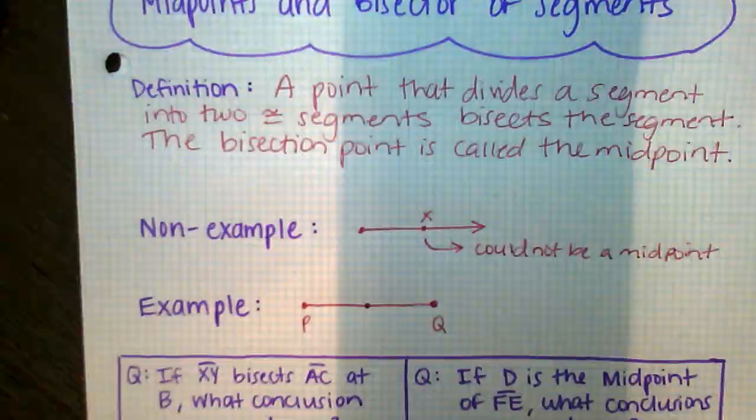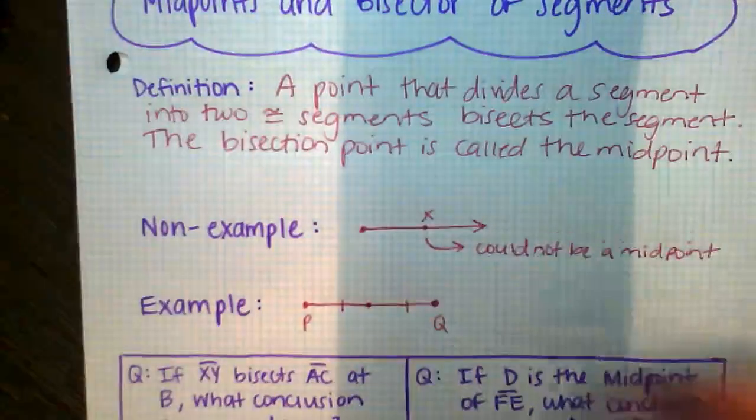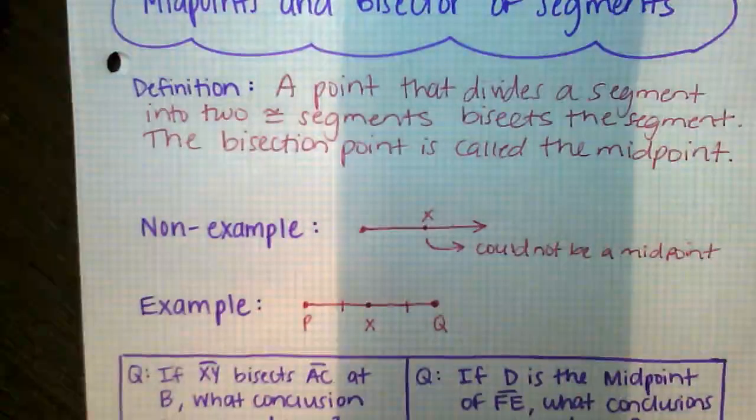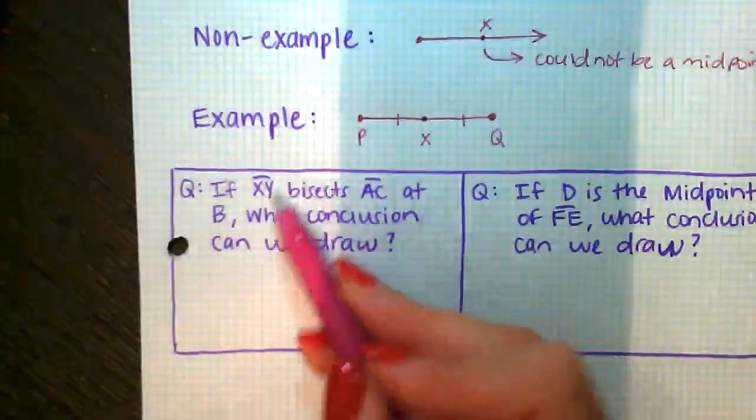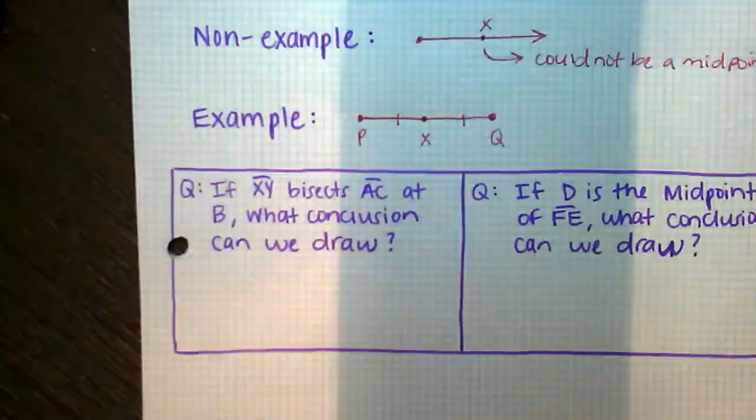Okay, and if it is the midpoint, then we would have to indicate that with symbols. So I could put a single tick and a single tick to indicate that X is the midpoint in this example. All right, so let's look at two questions involving this. If segment XY bisects segment AC at point B, what conclusion can we draw?